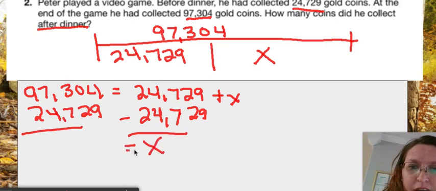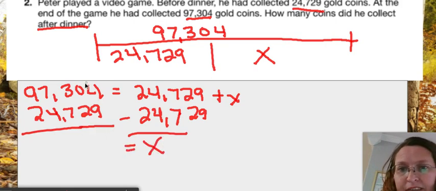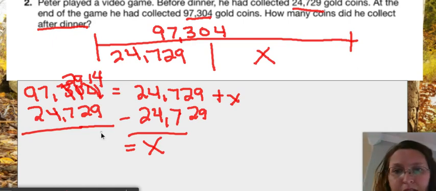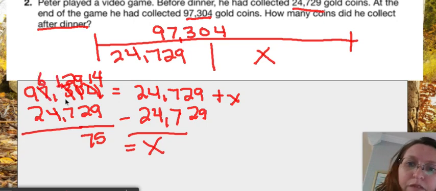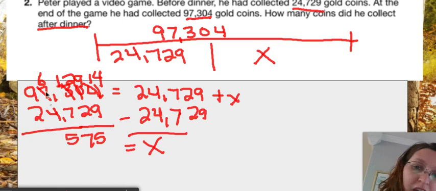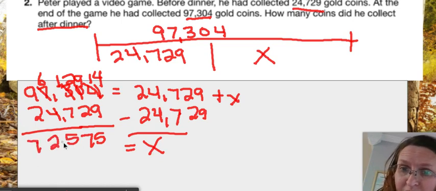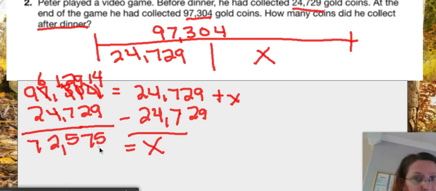So I have x right here equals 4 minus 9. I can't do it, so I have to borrow. So it becomes 14. My 0 becomes a 9 because I have to borrow from my 3, which becomes a 2. 14 minus 9 is 5. 9 minus 2 is 7. 2 minus 7 I can't do, so I have to borrow from my 7, which becomes a 6, and my 2 becomes a 12. 12 minus 7 is 5. 6 minus 4 is 2, and 9 minus 2 is 7. So my answer would be 72,575.